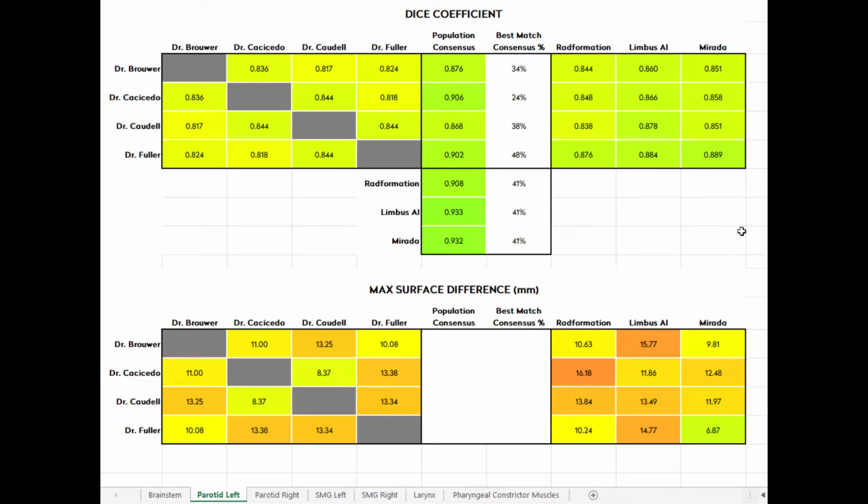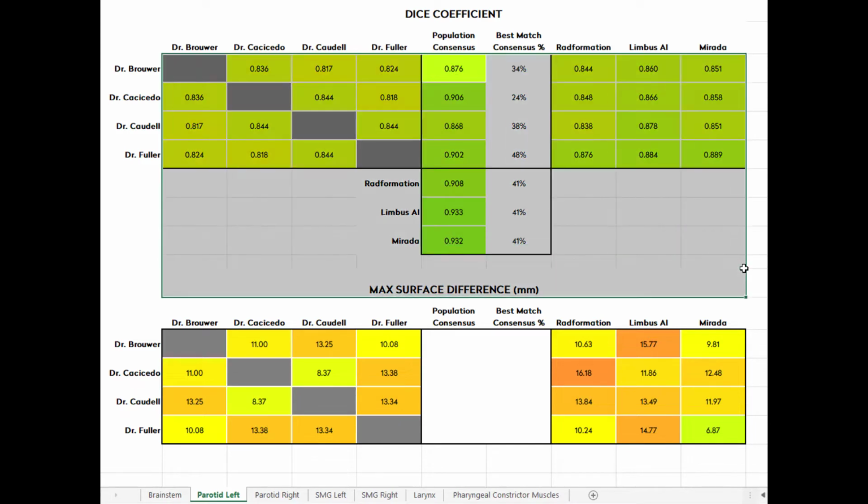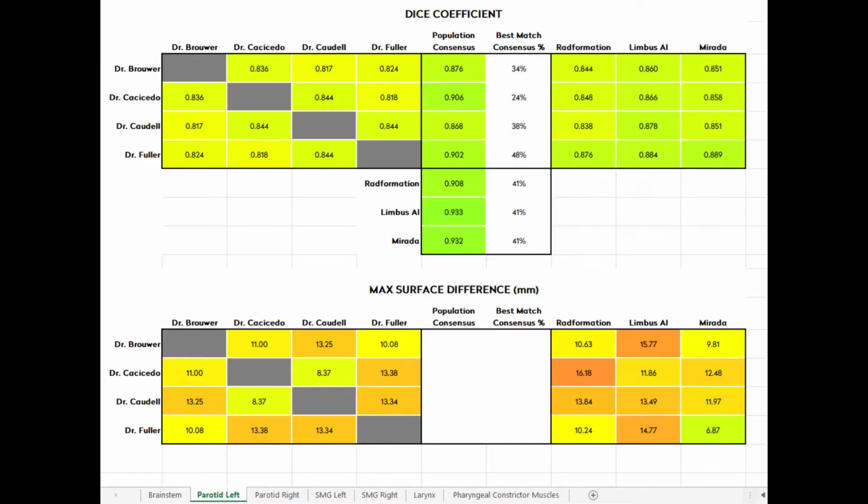Really nice green picture here. However, it's greener over here than it is over here. What does that mean? It means when you compare any single individual versus another, these were the panelists, here we get pretty consistent results across the row, but they are lower than if you say that same physician compared to the 3 AI engines. So in this particular case, you could say the 3 AI engines all had a higher dice coefficient than any of the highest matches with an individual colleague. And the highest of all was a match with the population.